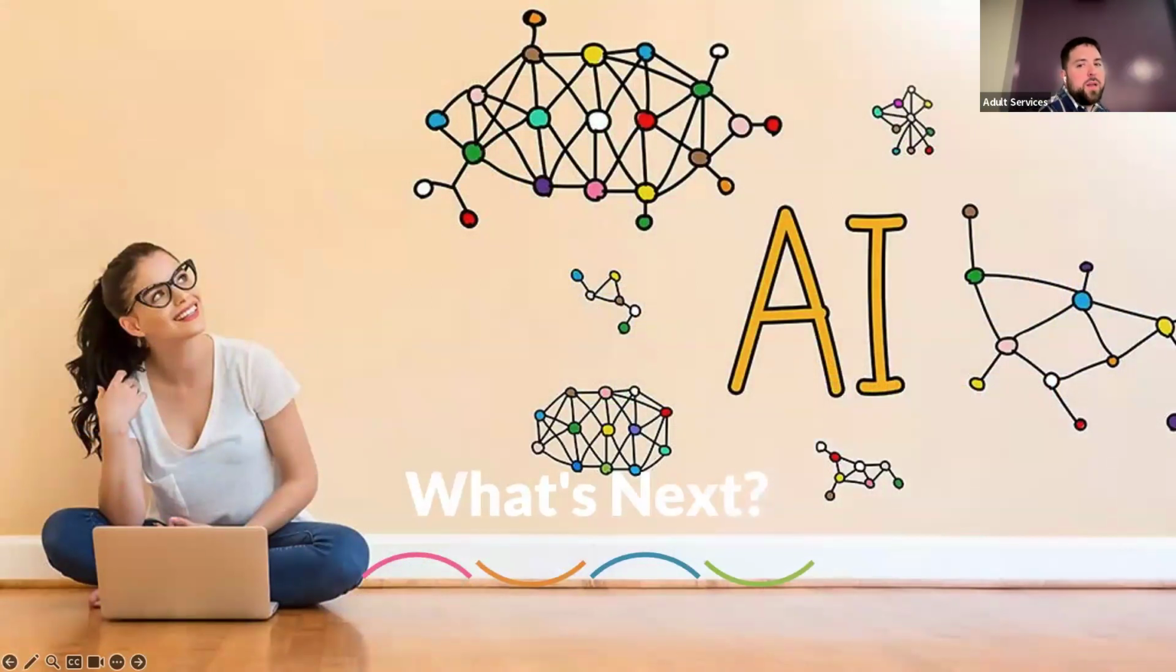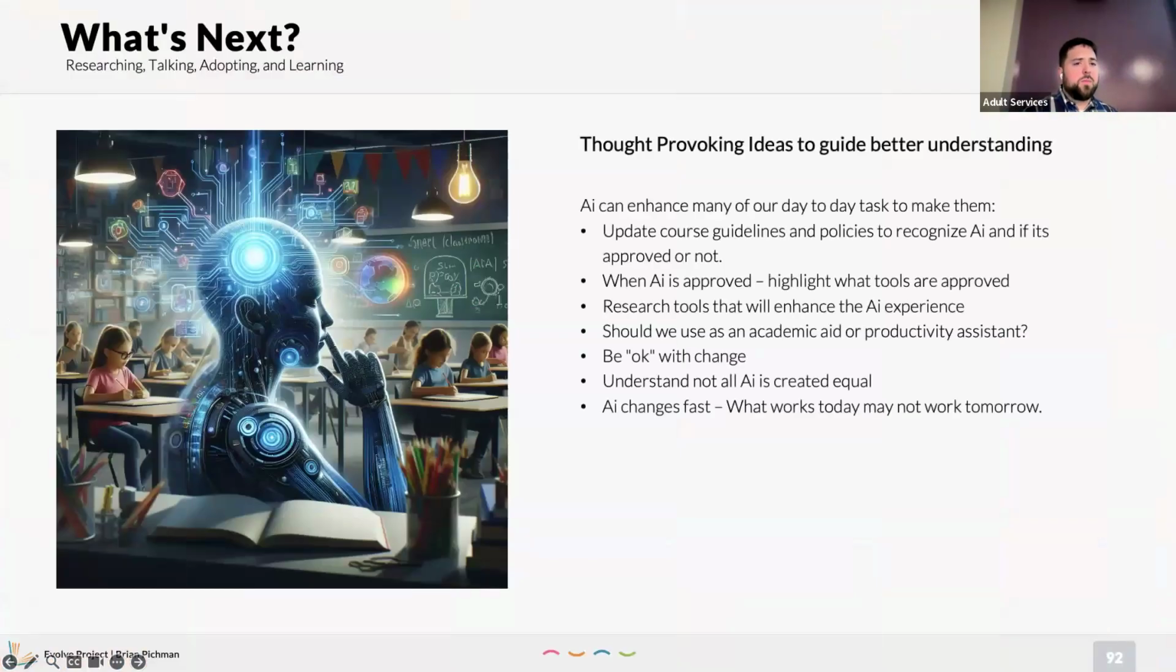Like what's next? What do I think how AI is going to continue to change? Here's some thought-provoking questions to guide understanding. For people that are in higher education, we say look at your course guidelines. You may have to change how things are working, and if you can recognize AI. AI changes really, really fast. Should you use this as an academic, or can you use it as a productivity aid?